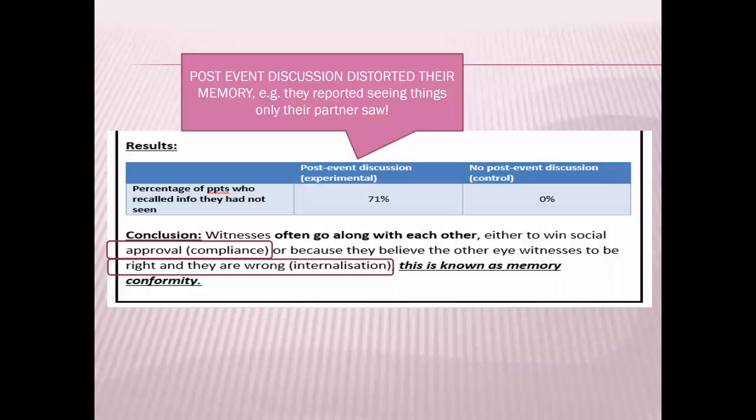So the conclusion is that witnesses will often go along with one another, either to win social approval, which is just a form of compliance, or they genuinely believe that the other eyewitness is right and they are wrong, in which case that's memory internalisation. So this is what we were calling before memory conformity. So this is our landmark piece of research for the effects of PED, post-event discussion.